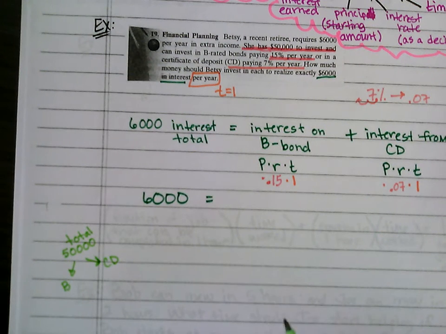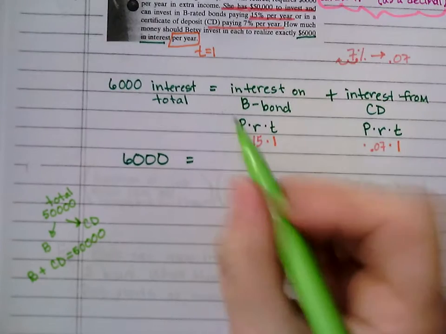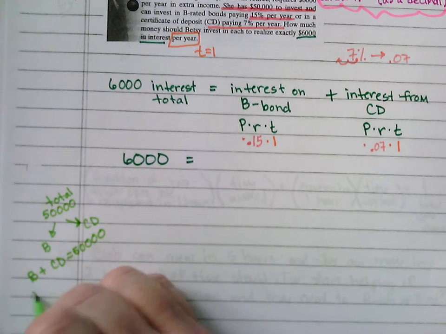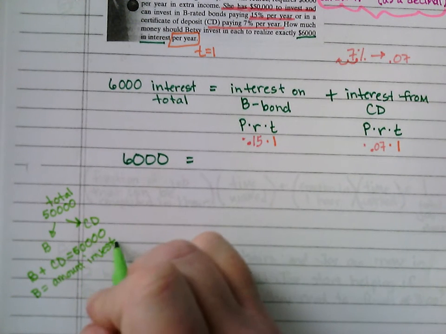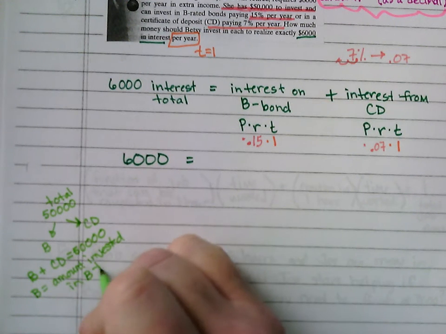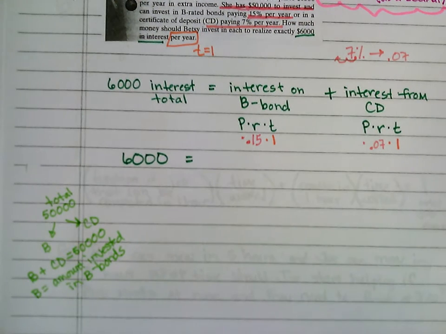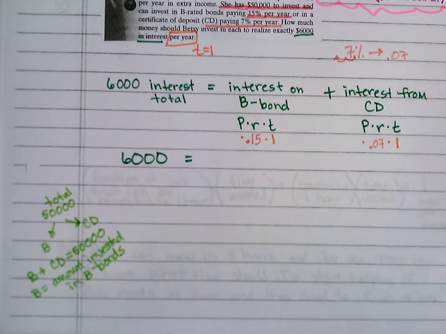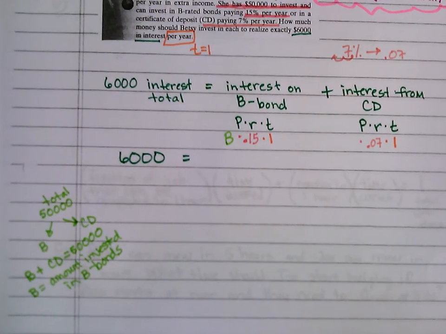So if I figure that the amount she has in bonds plus the amount she has in CDs is 50,000, then I can use the letter B for how much she invests in B bonds. So let's say that B equals amount invested in B bonds. Make sure that you define your variables at some point. It doesn't have to necessarily be at the beginning of your problem, but once you figure out what your variable is going to represent, define it so that when you're done, you know what your answer means. So we're going to use B to represent how much she invests in B bonds.